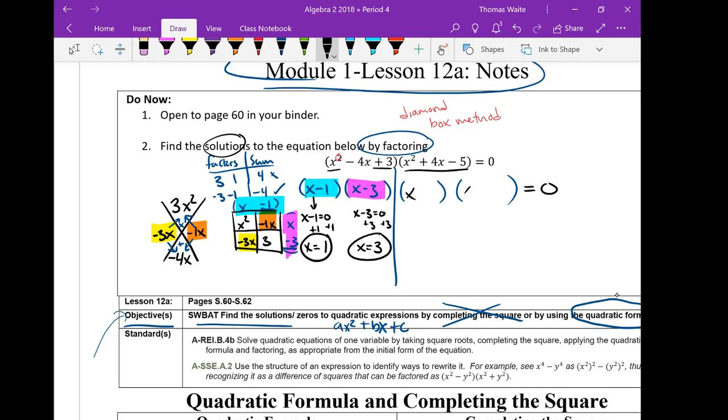I know I have x and x, factors of 5 to add to 4. I'm going to need a positive 5 and a negative 1. And that's going to give me a solution of x equals negative 5 and x equals 1. So again, if you wanted to pause and practice that a little bit more now, you're welcome, but I want us to move on to today's objective, which is using a quadratic formula instead of this method that we practiced before.